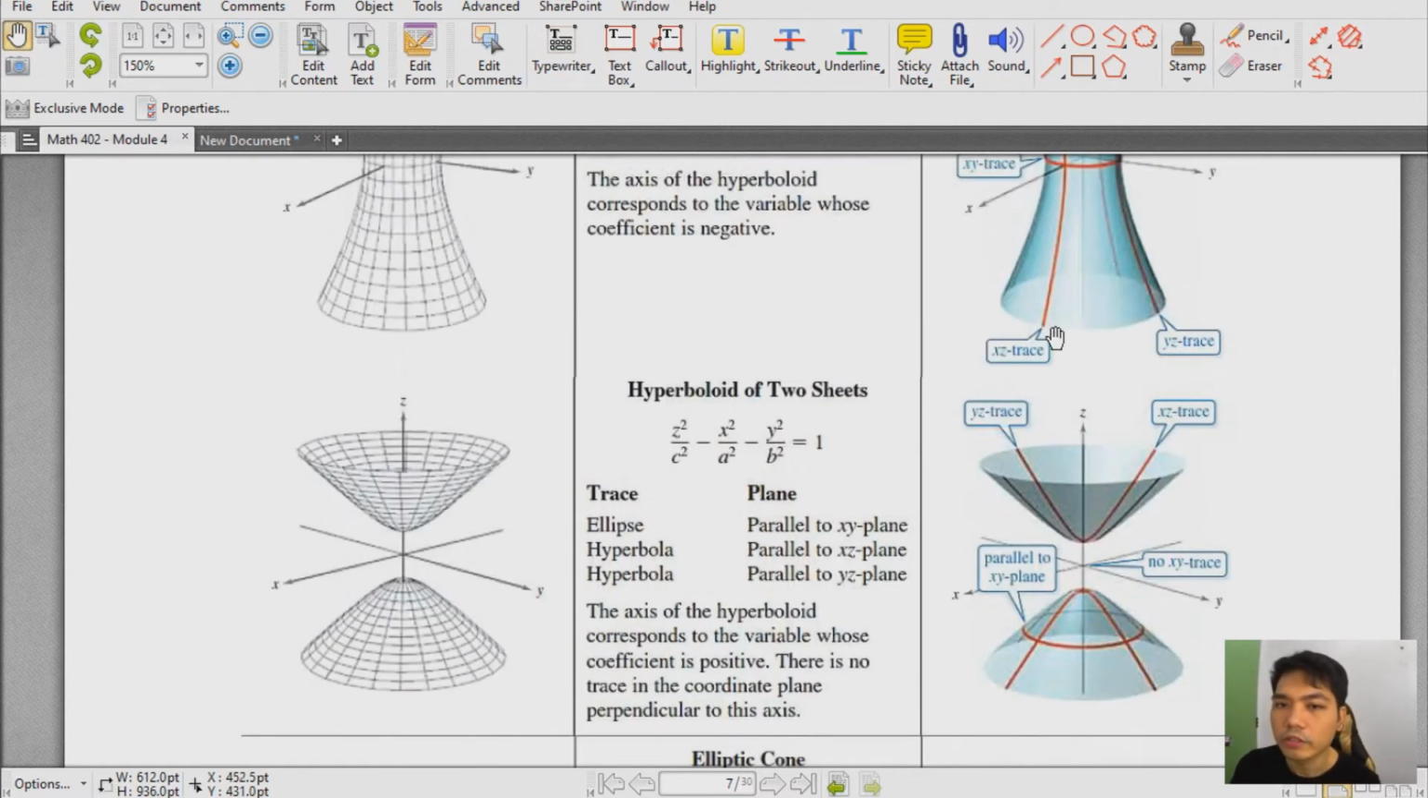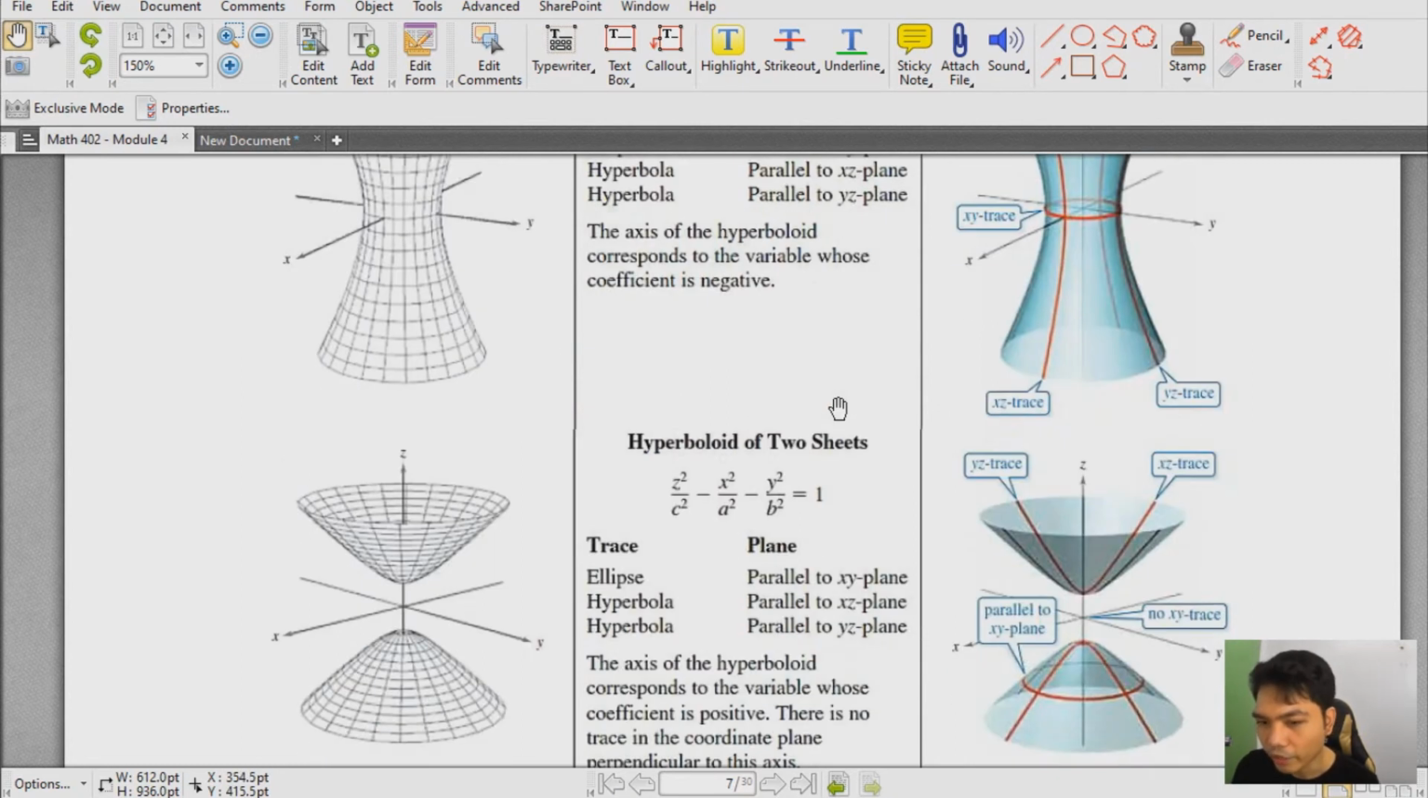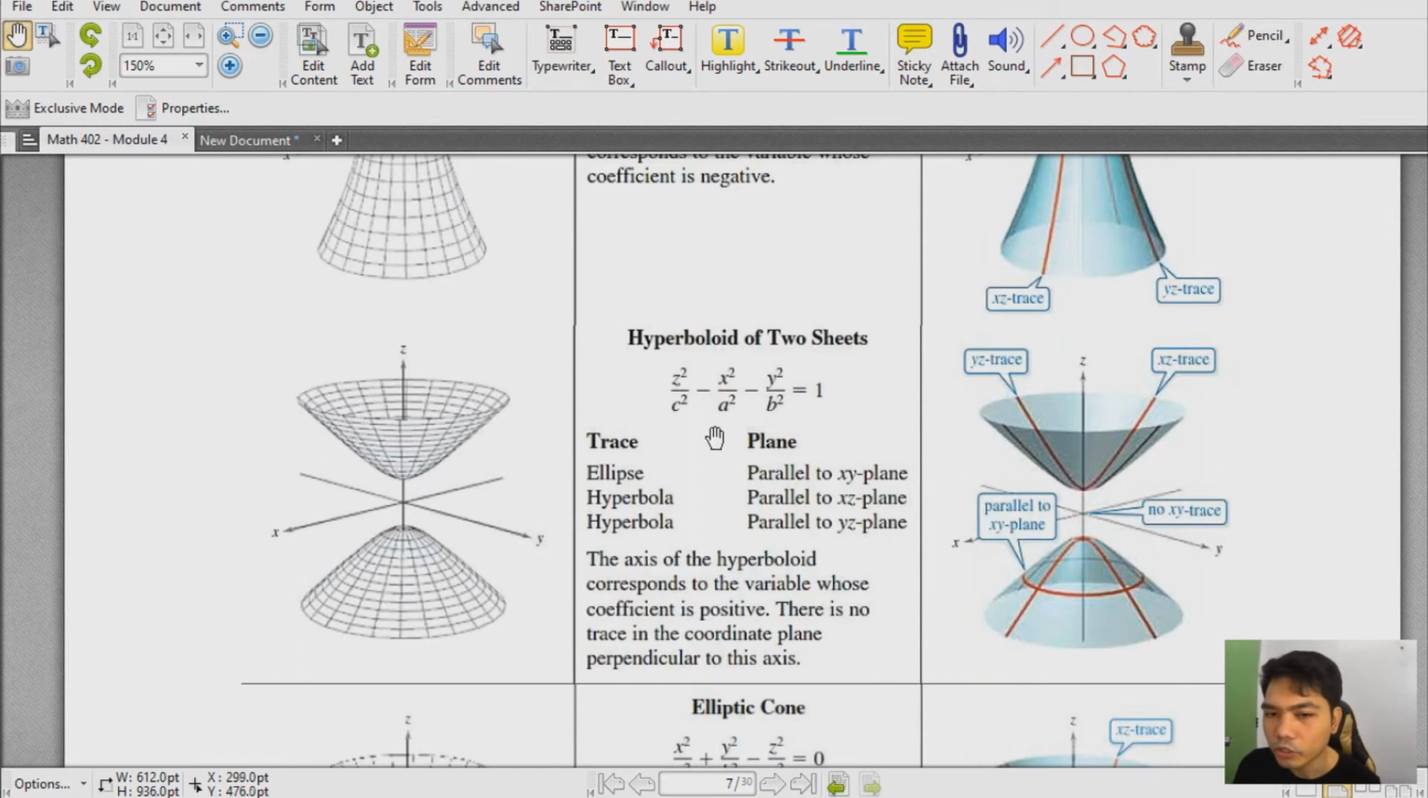So, ganito yung scenario. Pagka hyperboloid of one sheet, diba, the trace is on the negative part ng variable. Pero pag naman hyperboloid of two sheets, kung nasan yung positive, nandun ang trace. So, in this case, nandun yung axis. So, in this case, since ang positive is z, you have to expect na yung ating hyperboloid of two sheets is oriented dun sa ating z-axis.